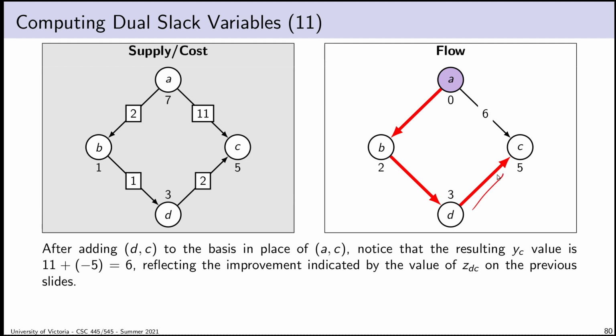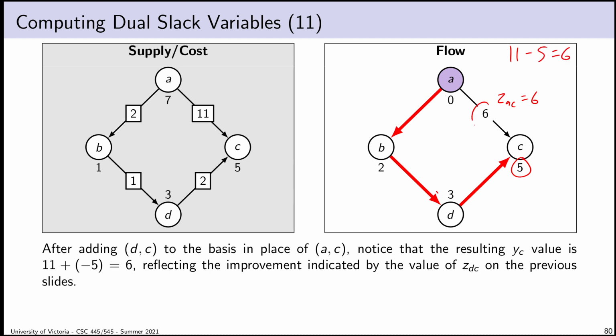If I put arc DC in the basis, then sure enough, the cost of transporting flow to C is now 5, because I just follow the path, and it costs me 2 plus 1 plus 2 to get to vertex C. The value of ZAC is equal to 6, because the cost of transporting flow to vertex C using arc AC would be 11, and the cost of using the basis would be 5. And of course, 11 minus 5 equals 6.